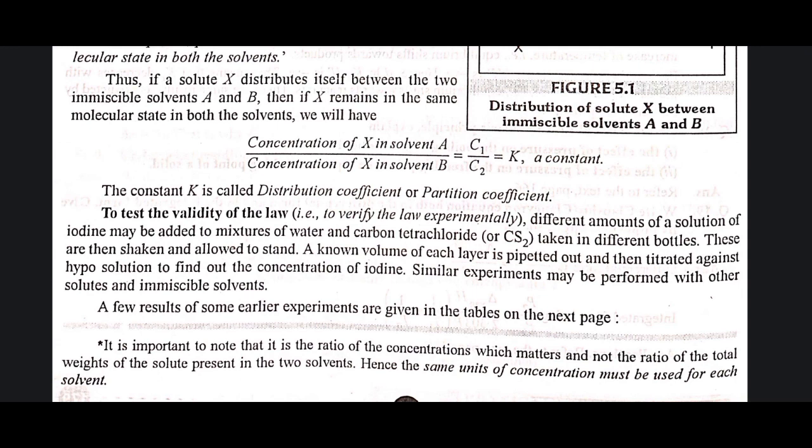To test the validity of the law, that is, to verify the law experimentally, different amounts of a solution of iodine may be added to a mixture of water and carbon tetrachloride or CS2 taken in different bottles. These are then shaken and allowed to stand. A known volume of each layer is pipetted out and then titrated against hypo solution to find out the concentration of iodine. Similar experiments may be performed with other solutes and immiscible solvents.